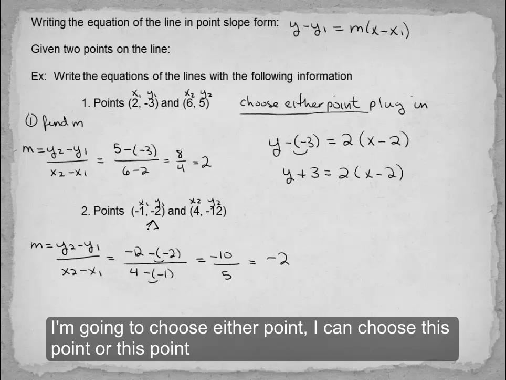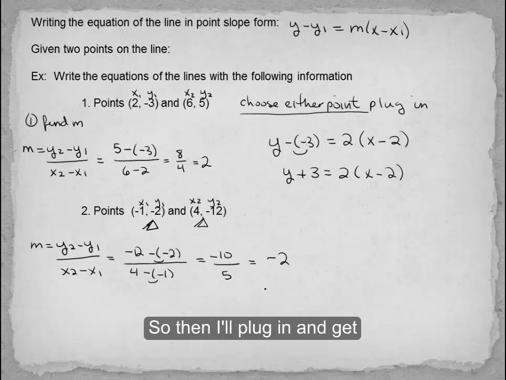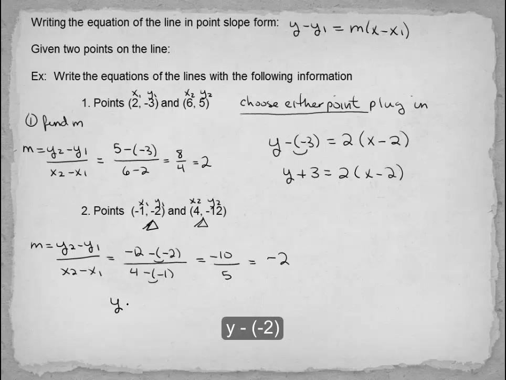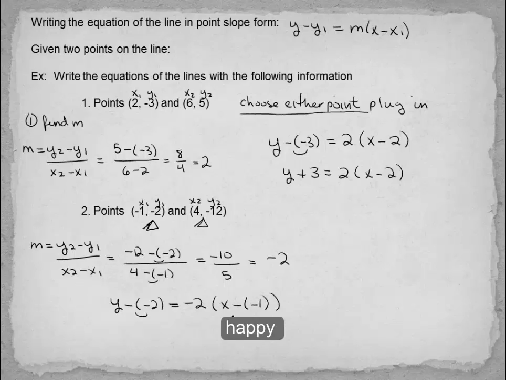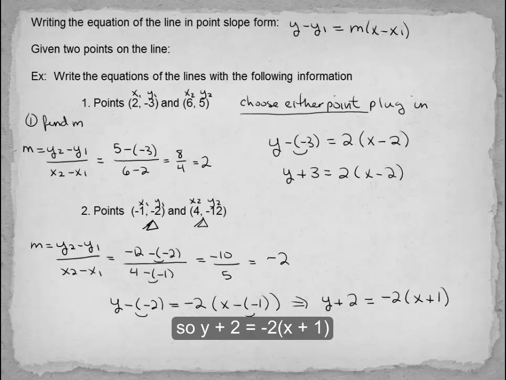I'm going to choose either point. I can choose this point or this point. So then I'll plug in and get y minus -2 is equal to my slope m times x minus -1. Happy? So y plus 2 is equal to negative 2 times x plus 1.